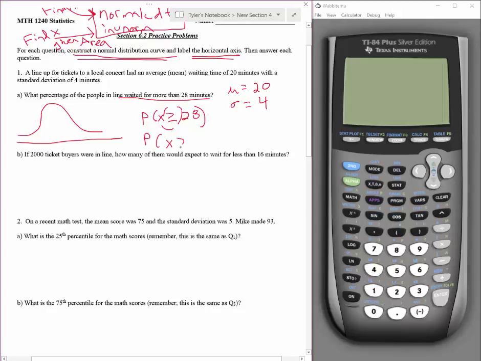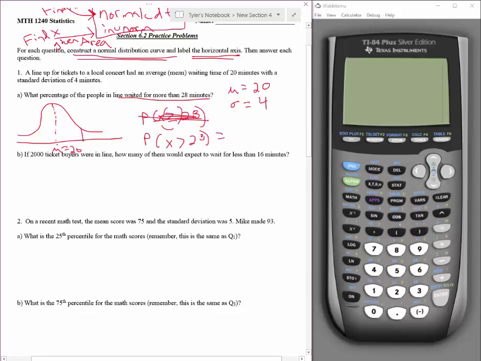So you could also put x greater than 28, and the area will actually be the same, right? So it makes no difference. So basically what we want is somewhere in the center here, which is going to be my mean of 20.